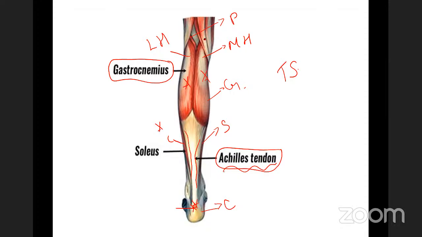Now, what happens to the plantaris tendon? The plantaris tendon attaches to the medial aspect of the Achilles tendon. I will show you in the slide next.